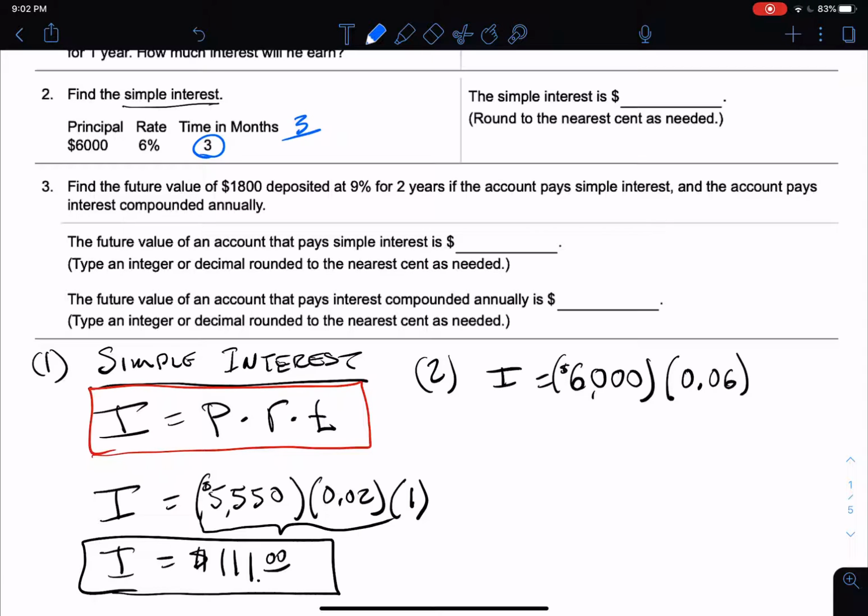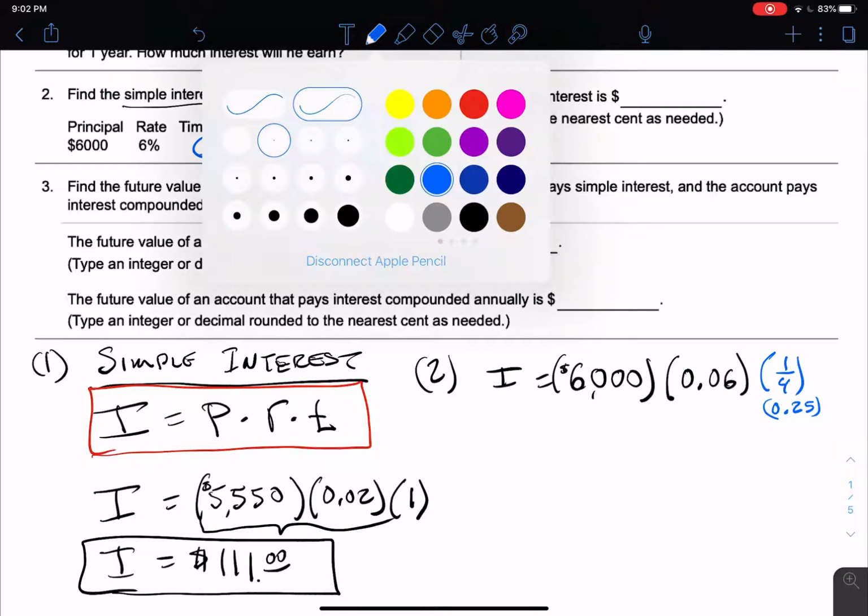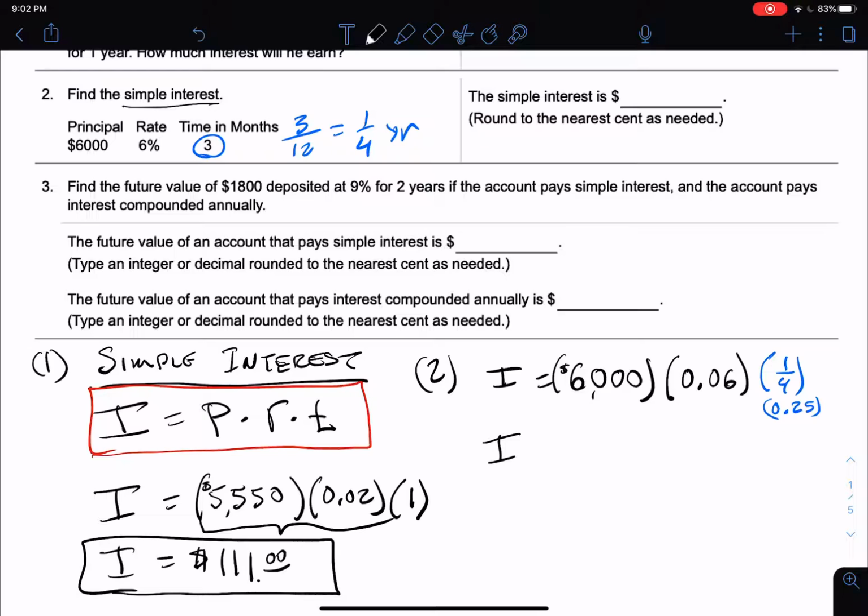And so, of course, 3 out of 12 now converts it to years, right? And 3 months is actually a quarter of a year. Reduce 3 over 12 and we get 1 over 4. So the time is a quarter of a year. Of course, you can also use the decimal, 0.25. In any case, when you multiply 6,000 times 0.06 times a quarter, it gives us $90. And that is the interest.